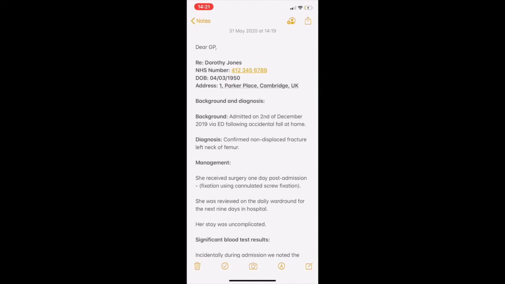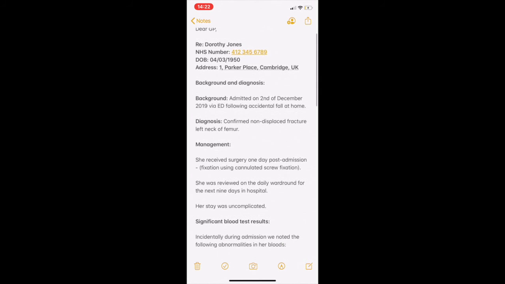This is an example of a mock or draft letter to the GP. I should caveat this by stating that you now write your letters on the online hospital system or digital hospital record rather than freehanding or dictating them. However, if you have space for free text that doesn't auto-populate or you need to freehand your letter, this is an example of what you could write.